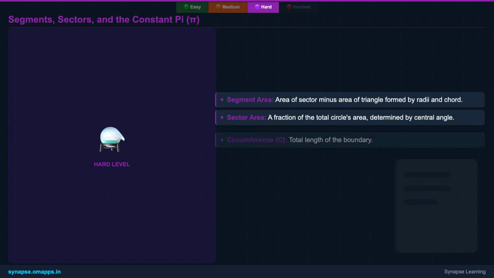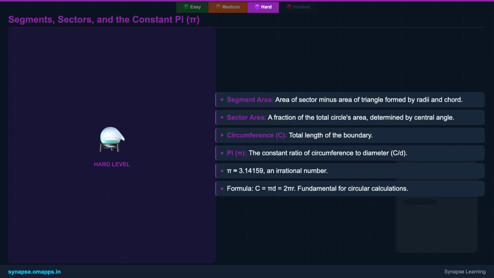Segments and sectors aren't just regions, they have specific area implications. A segment's area can be visualized as the area of a sector minus the triangle formed by the radii and the chord. A sector's area is a fraction of the circle's total area, proportional to its central angle. Understanding these relationships is key. Moreover, the famous constant pi defines the relationship between a circle's circumference and its diameter, a ratio that's constant for all circles.